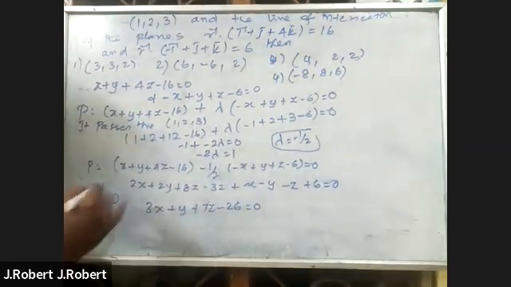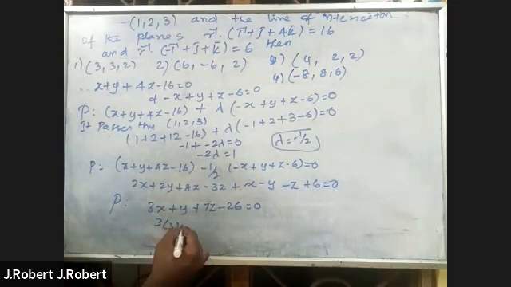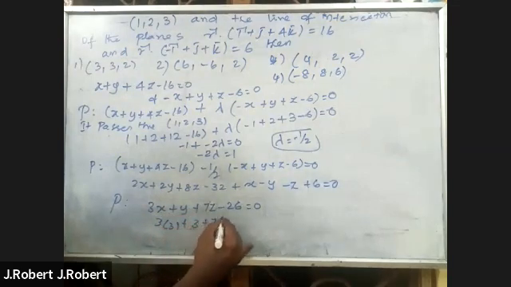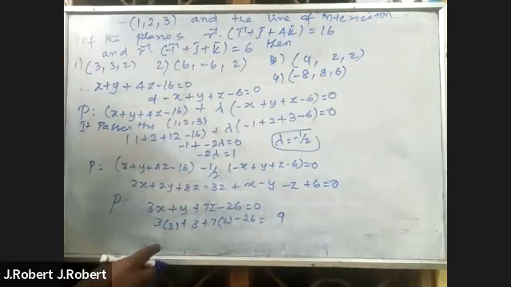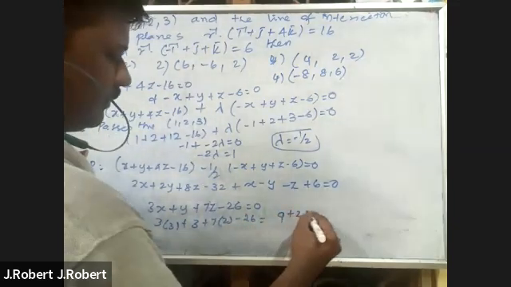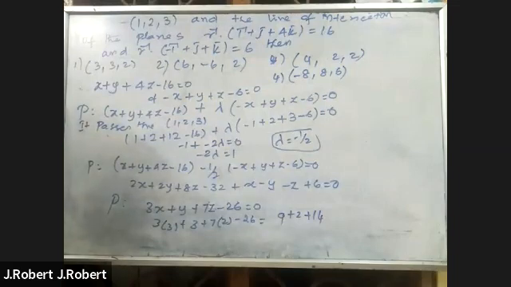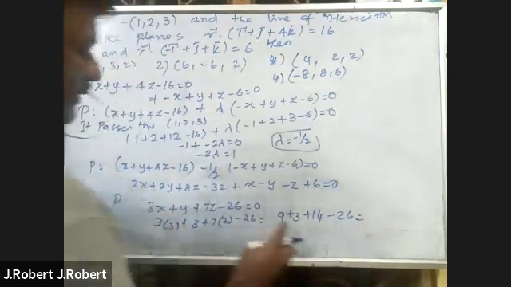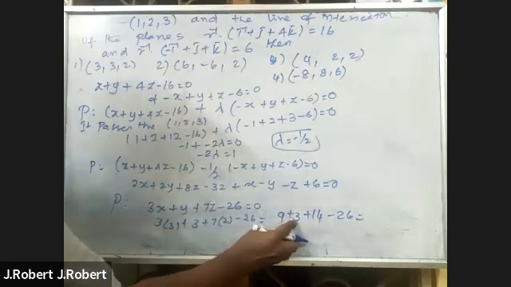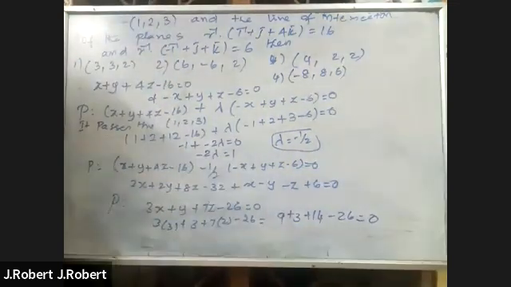Now for this plane P, we have to substitute each point. First point: 3 into 3 plus 3 plus 7 into 2 minus 26 equals what? 3 3s are 9, 9 plus 3 is 12, 12 plus 14 is 26, minus 26 gives 0. So this point is passing through the plane, so this is not the option.